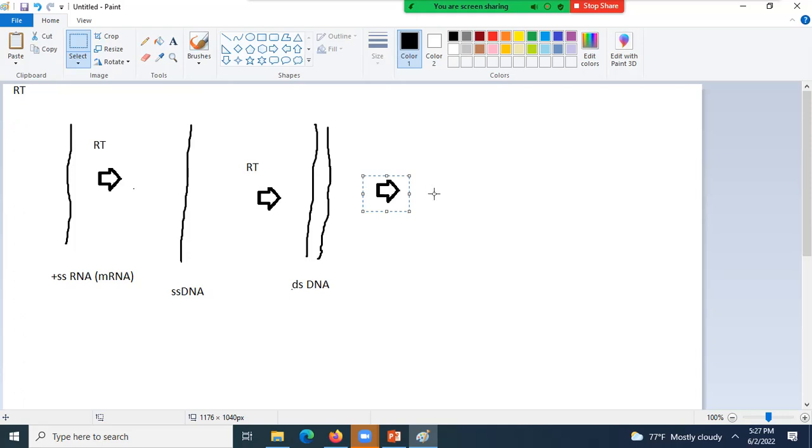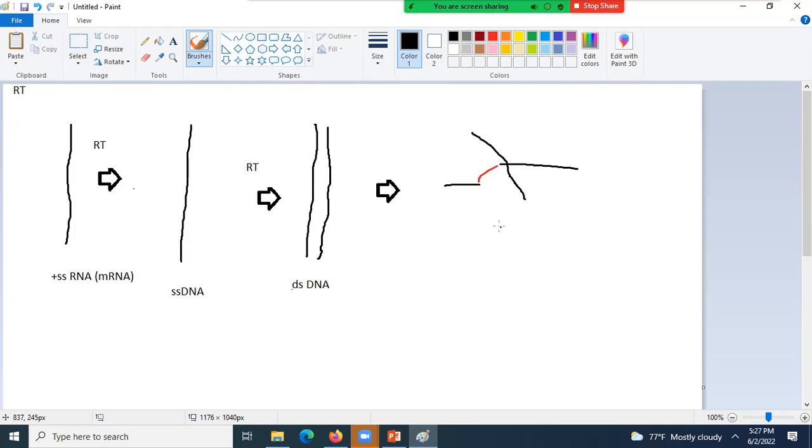Moves into the nucleus and then integrates. I don't know how to draw that, so we'll try and do it with a different color. But then integrates into a viral chromosome. And we'll make this a human chromosome. And I guess we'll make it the X chromosome.